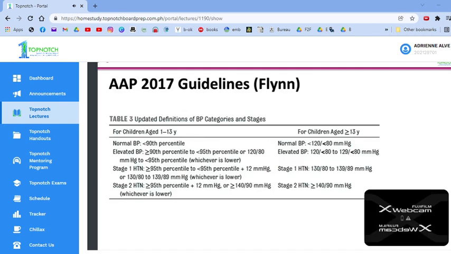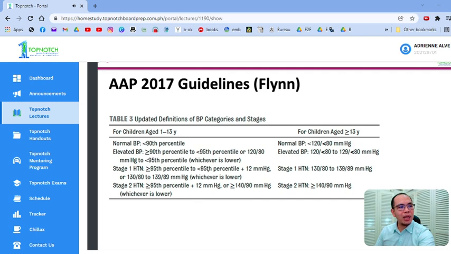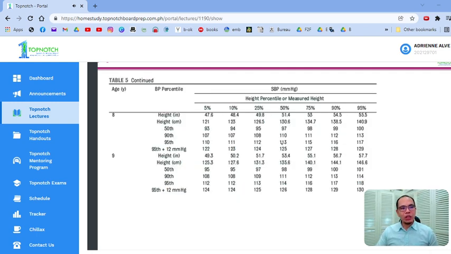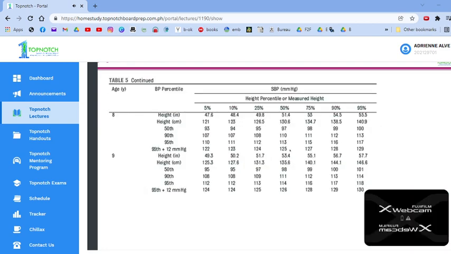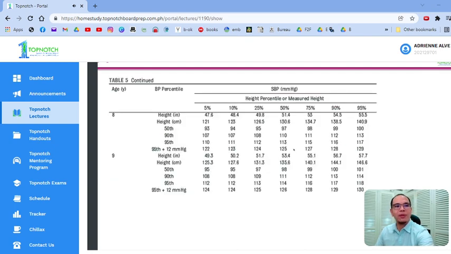Okay? And kapag ang BP niya ay more than or equal to 95th pero less than 95th plus 12, so for example, 113 to 124 ang kanyang systolic, that is hypertension stage 1. And by definition, ang hypertension stage 2 is more than 95th plus 12. So pag more than 125 na siya. Okay? More than or equal to. Okay? Malinaw ba? So it's a bit technical, but I want to teach you this so that you will have an idea on how to check the blood pressure and interpret the blood pressure in children.